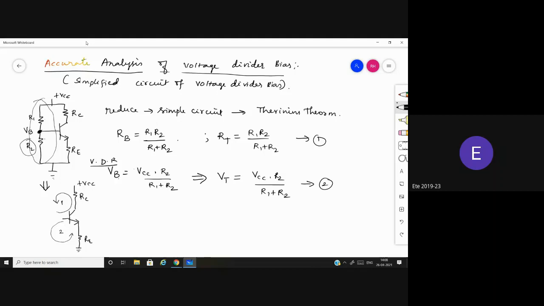So now we will write, we have a resistor. This resistance is RT and we have a voltage source. This is VT. So this is how we will write. Now the current across RT will be IB.